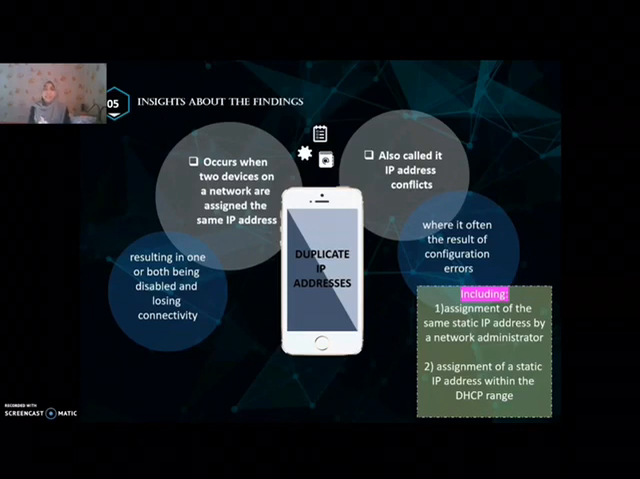The second observation is on duplicate IP addresses. It occurs when two devices on a network are assigned the same IP address, resulting in one or both being disabled and losing connectivity. We also call it IP address conflict, which is often the result of configuration errors, including assignment of the same static IP address by a network administrator, and assignment of a static IP address within the DHCP range, resulting in the same address being automatically assigned by the local DHCP server.